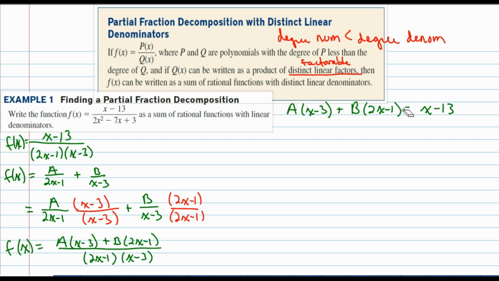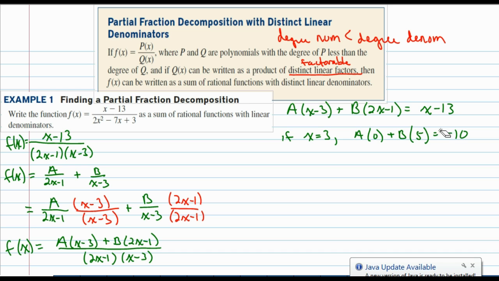Now we need to pick values of x that will help us solve for a and b. If x equals 3, that means a would be multiplied by 0, guess why I picked 3, and then b would be multiplied by 5, and that would equal negative 10. Plugging in 3 for each of those x's lets me solve for b, which would be negative 2. Now what about if x were 1/2?